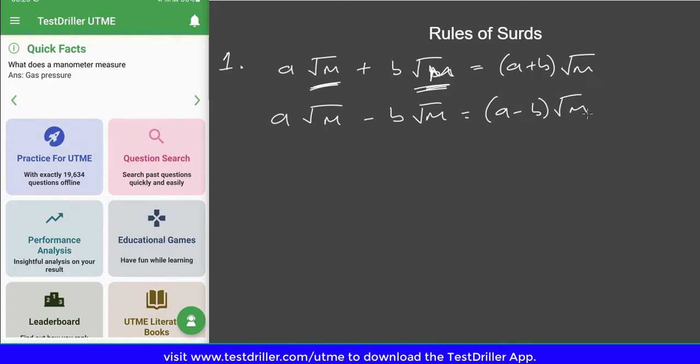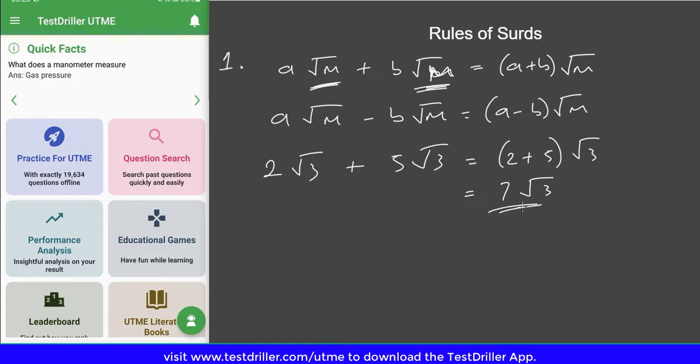So let's take a look at an example. Let's say you have a question like this: 2 root 3 plus 5 root 3. This will give you 2 plus 5, root 3, and that will be 7 root 3. So this is the first rule. Let's take a look at the second rule. The second rule has to do with multiplication.